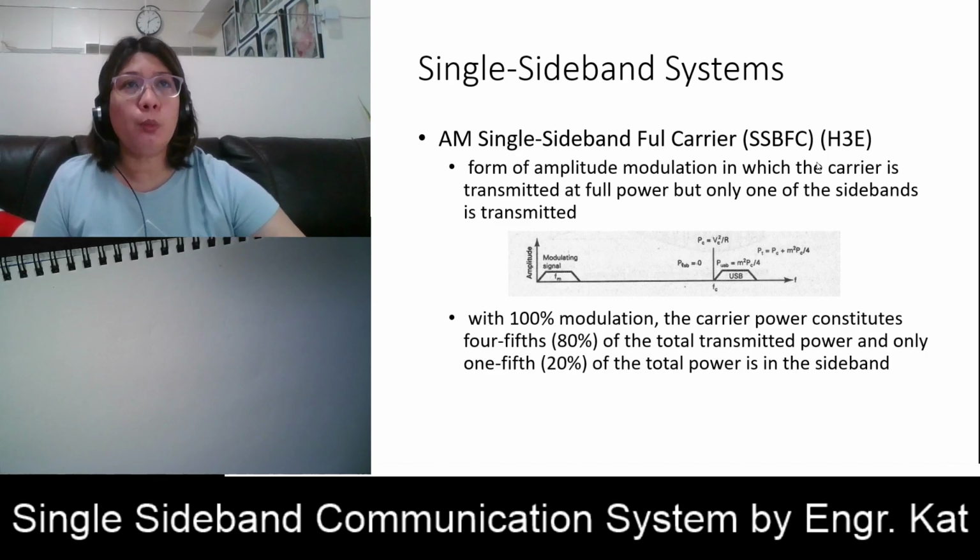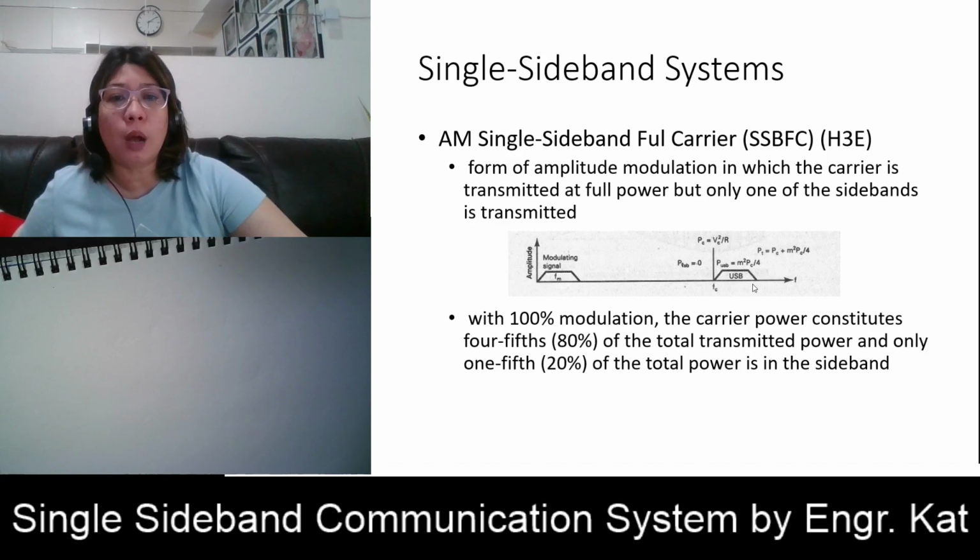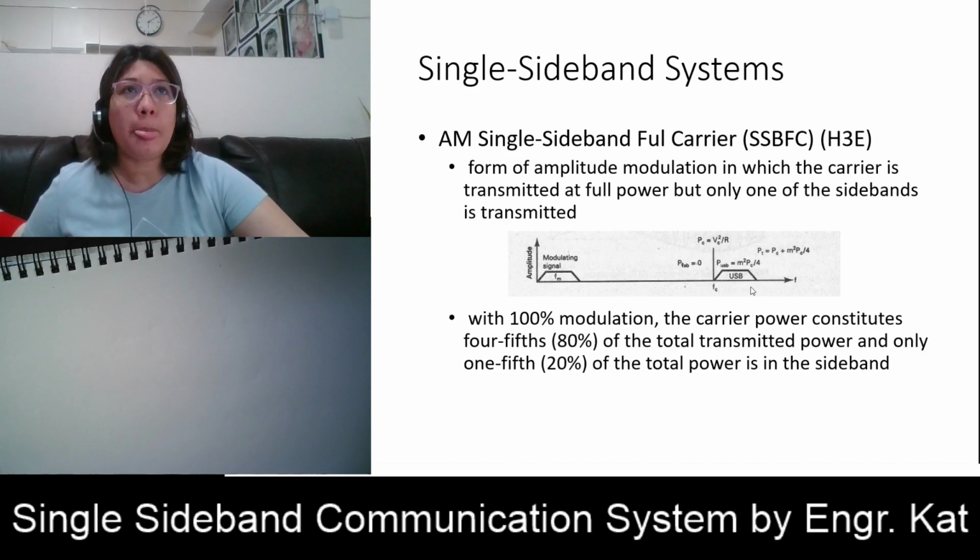Therefore, we can see the spectrum and the relative power distribution for this one. Our bandwidth here is just from fc to the upper sideband. However, the total power here is equivalent to Pc, the carrier power, plus m squared Pc all over 4, since our carrier is still included here. It still has the carrier and one of the sidebands.